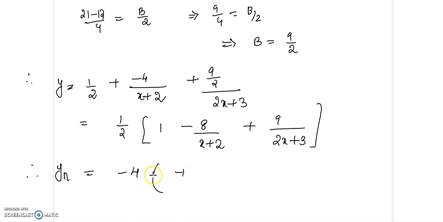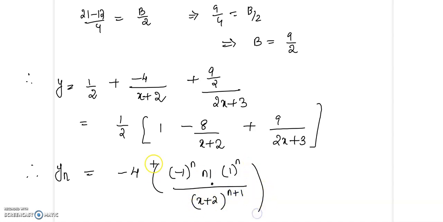Minus 4 is the constant. So the nth derivative of 1 by x plus 2 is minus 1 whole raised to n into n factorial into a raised to n, so that is, a is 1 here, 1 raised to n by x plus 2 whole raised to n plus 1. So that is the derivative of the first term.